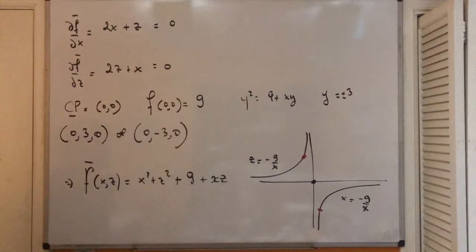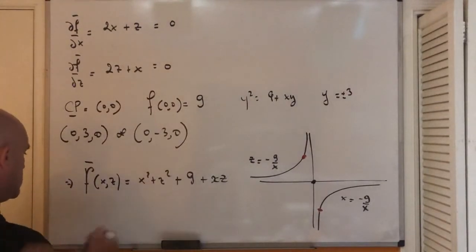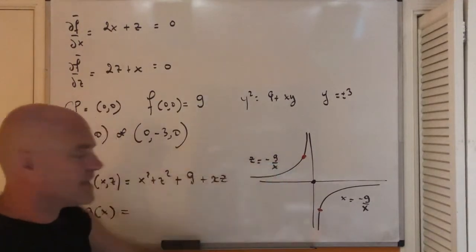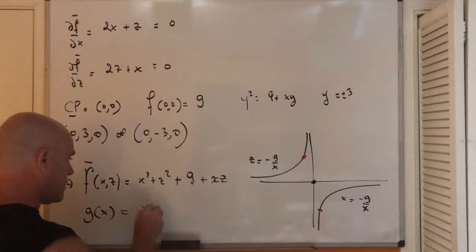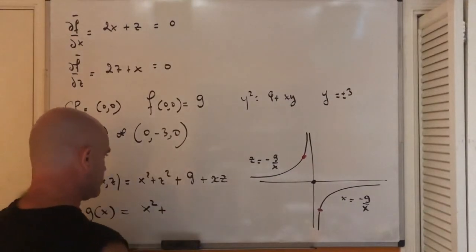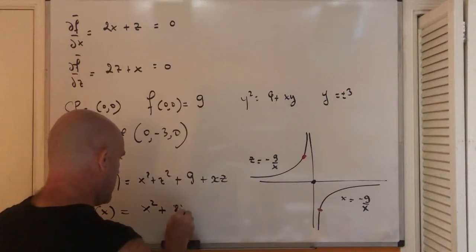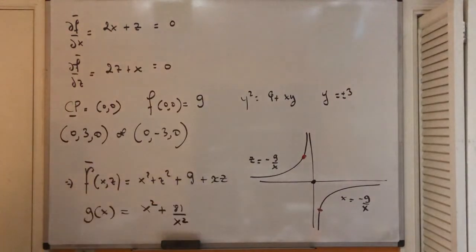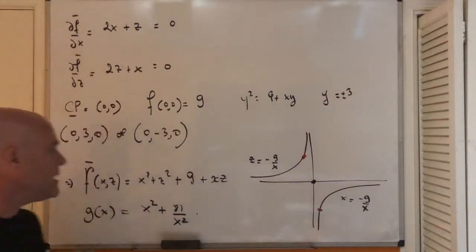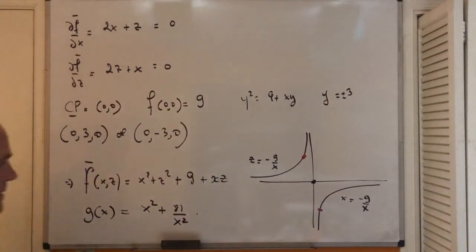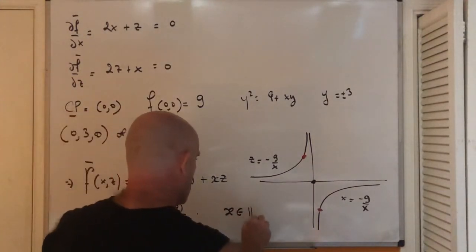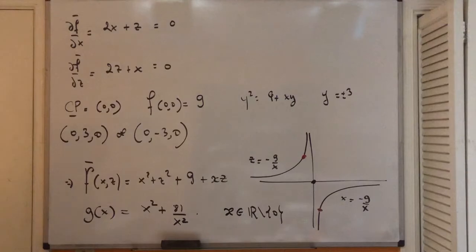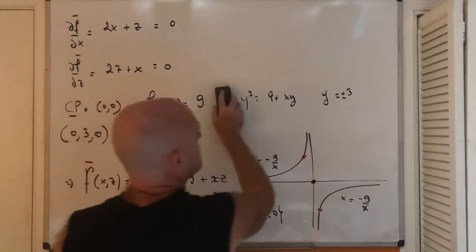All right, so we need to study now another map. I'm going to call it g of x only, where I replace z by minus 9 divided by x. So it's going to be x squared plus z squared, that's 81 divided by x squared. And 9 plus xz goes in the bin. So what is the minimum value of this function when x belongs to R minus the origin? I can't take the 0 here.